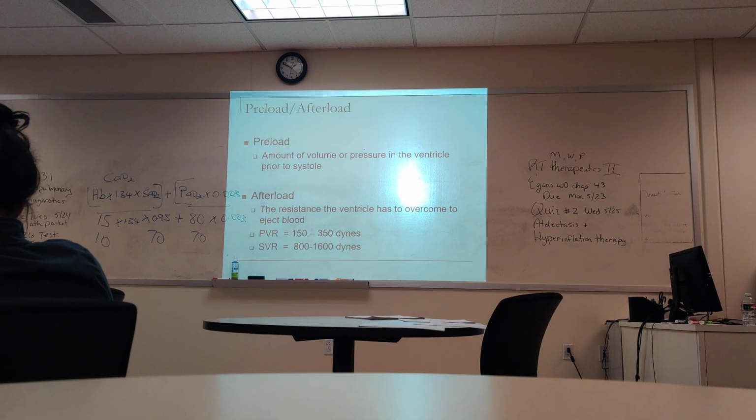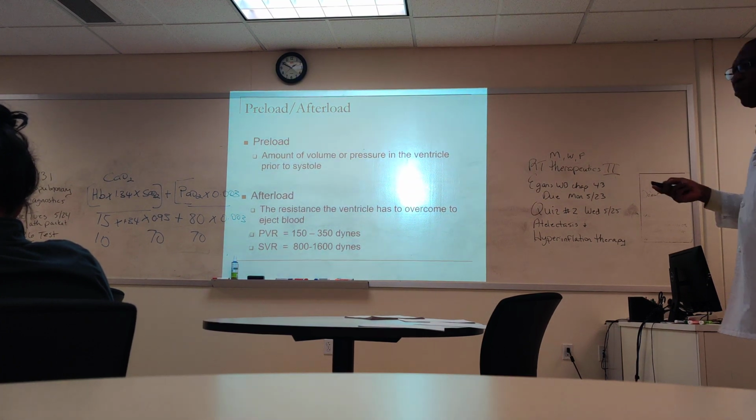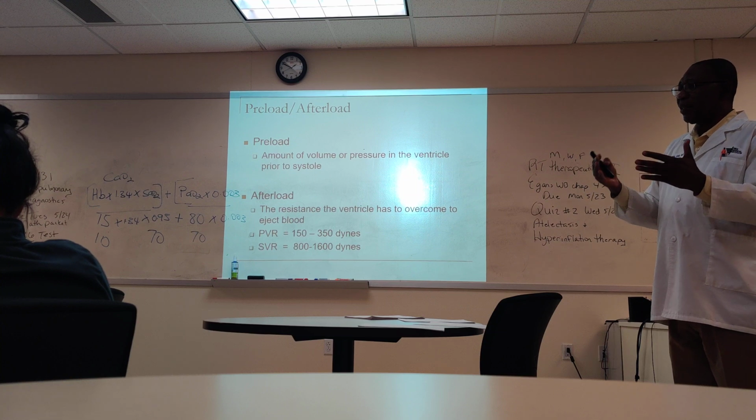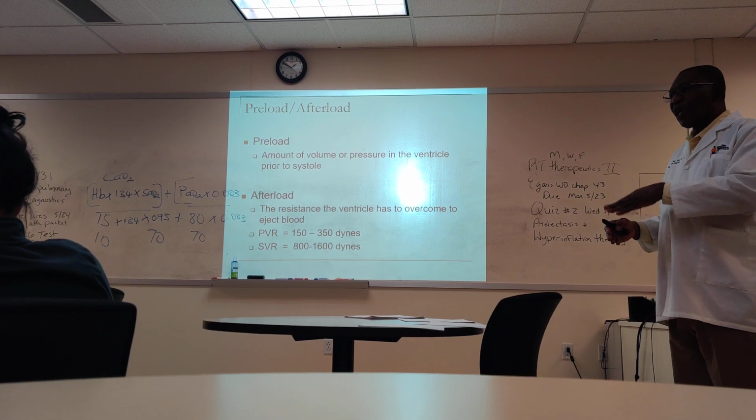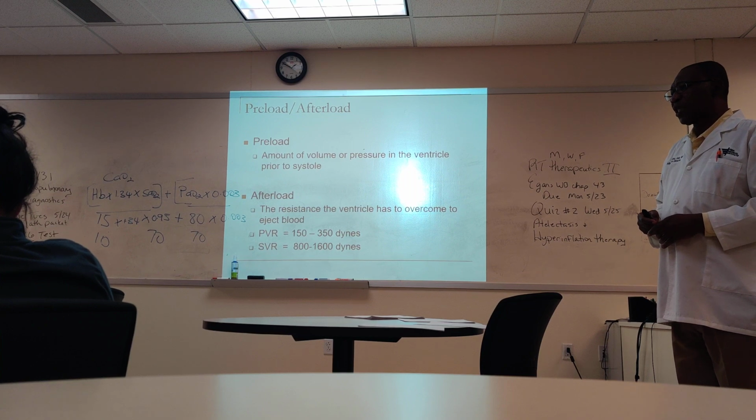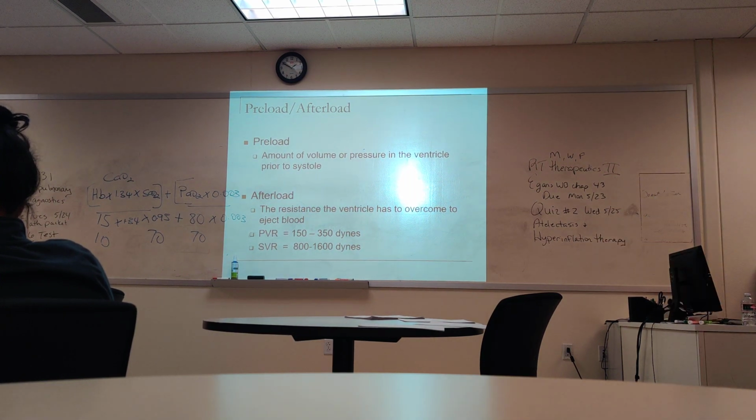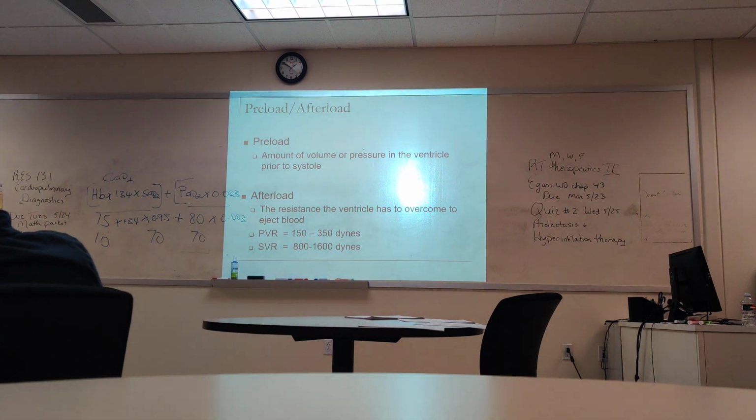Preload. Preload is the amount of volume or pressure in the ventricle prior to systole, before contraction. The amount of volume that the ventricle got filled up with before it contracted and pumped out. Okay, it's preload. If you want to increase preload, you give intravascular volume. Let's say that somebody is dehydrated and you want to give them fluid, you are increasing preload. When you diurese somebody, you are decreasing preload. So it's just the amount of volume inside the ventricle prior to systole.